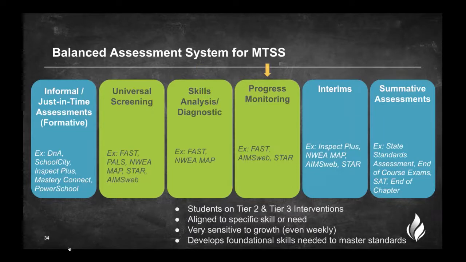And then we move into our progress monitoring. So students who are receiving tier 2 and tier 3 interventions should be progress monitored. Those should be aligned to specific skills or needs, and they're very sensitive to growth. These also help to develop, or we're monitoring for foundational skills which are needed to master the standards that we're often using on some of our standards measures within the classroom.